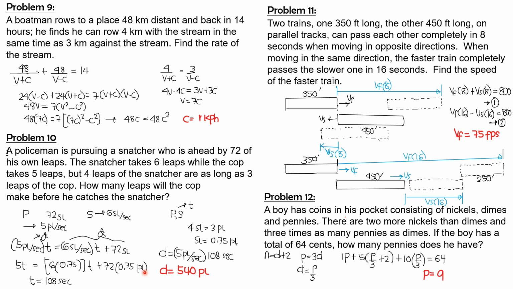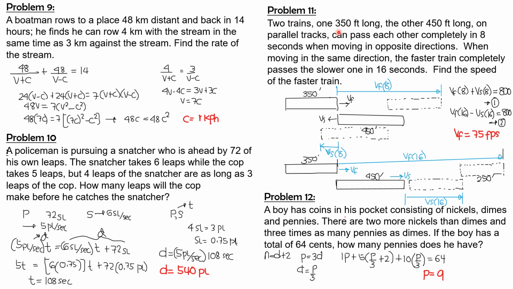Solving for t is 108 seconds from this equation. Then the distance is 5 policeman leaps per second times time, which is 108 seconds. So the distance that the policeman must take in order to catch the snatcher is 540 policeman's leaps.